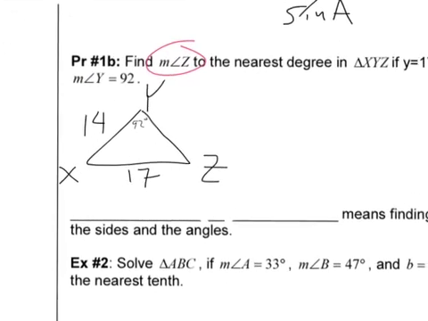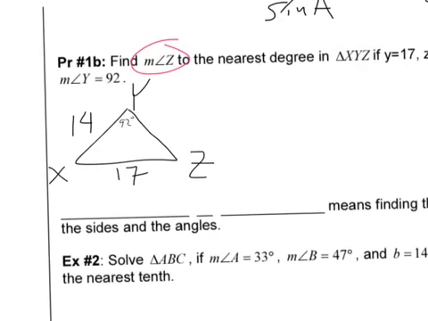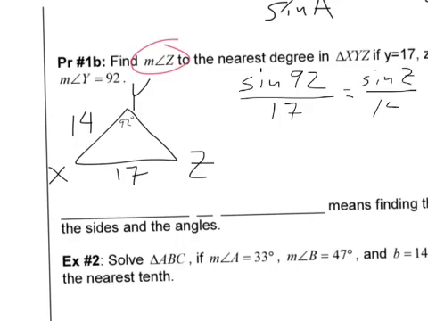So let's start off with what we know. We have the sine of angle Y, which is 92, over the side of angle Y, which is 17, equals the sine of Z over the side across from Z, which is 14.